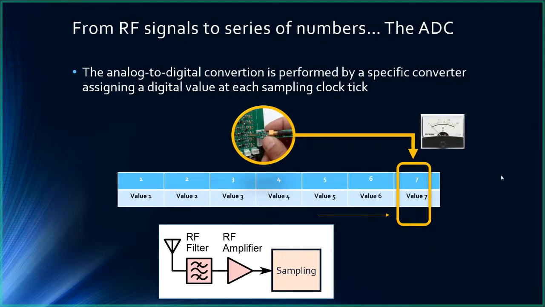So this is done by the analog to digital converter. You can see this as a voltmeter, but instead of using your eyes to read the value, this just notes the value on a table. So that's basically what the sampling system is doing. It's taking values, like a voltmeter, and reporting the values it has seen, okay?